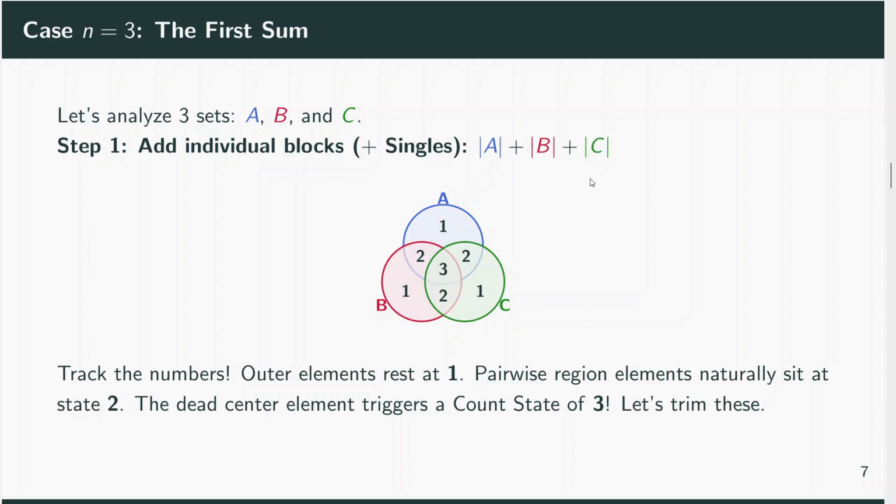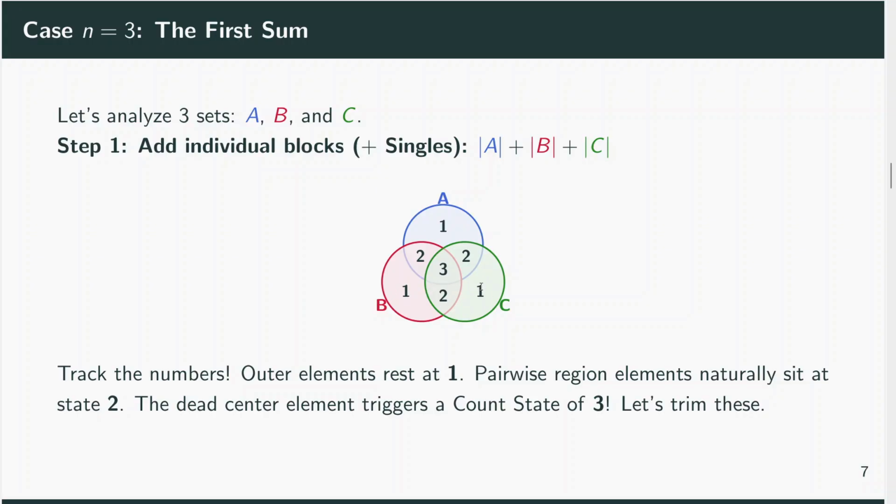Now let us carefully trace the count state of every region in our Venn diagram, and with 3 circles, we have quite a few regions to think about. Picture 3 circles, A on the upper left, B on the upper right, and C at the bottom. They all overlap with each other, creating a total of 7 distinct regions. There is the region belonging only to A, the region belonging only to B, the region belonging only to C.